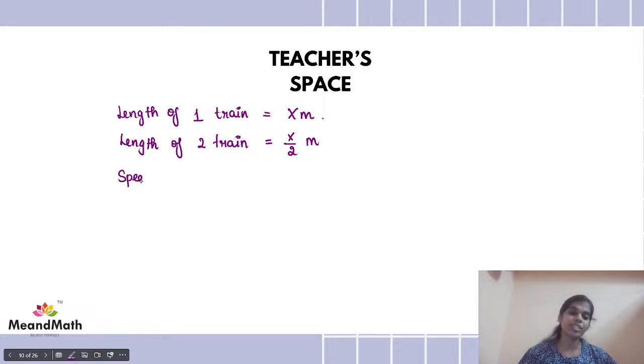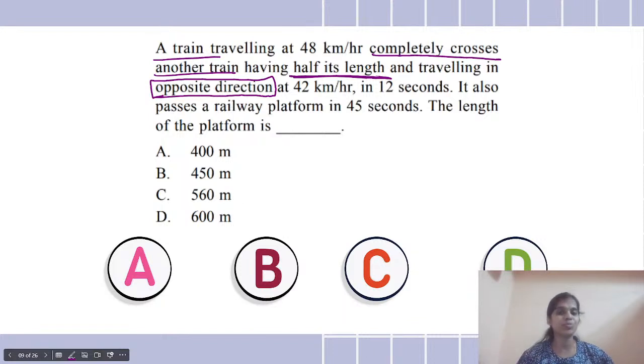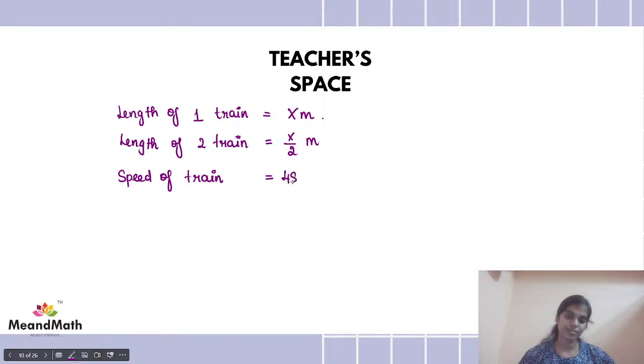Now, the speed of the train. As both trains are moving in opposite directions, I am going to add their speeds: 48 plus 42, that is 90 kilometer per hour. This is the relative speed. But my other quantities are in meters, so I am going to convert this into meter per second.